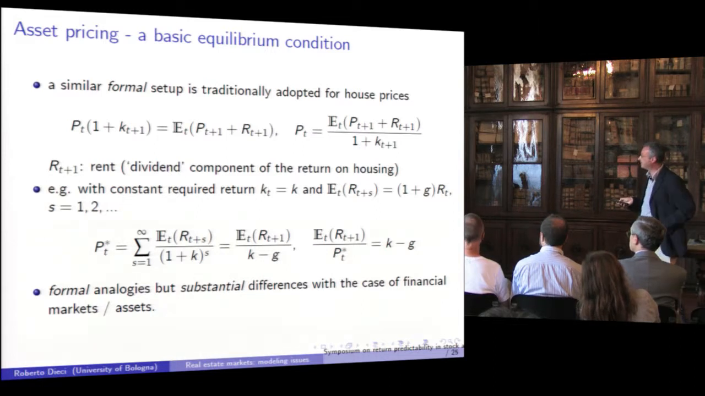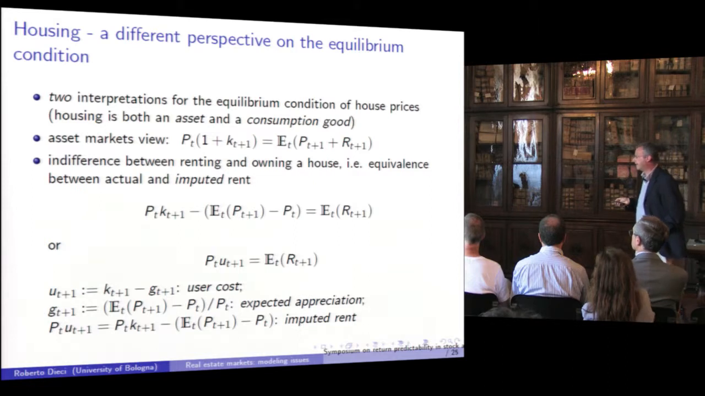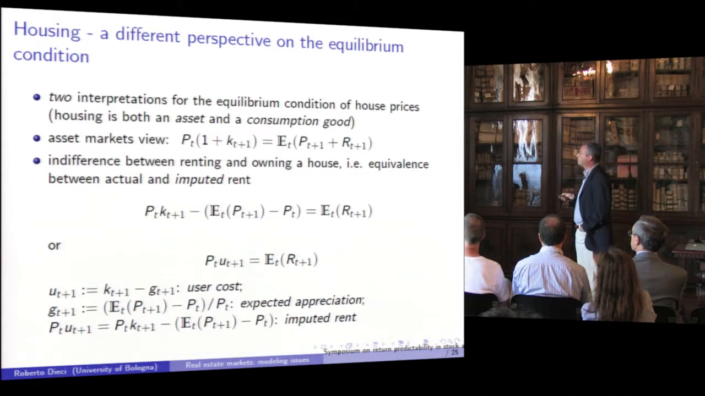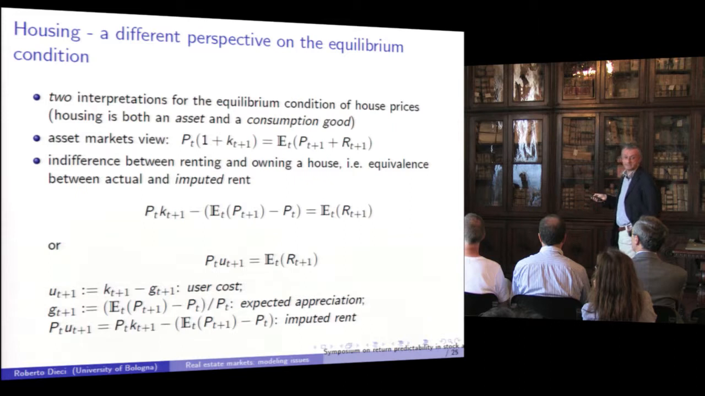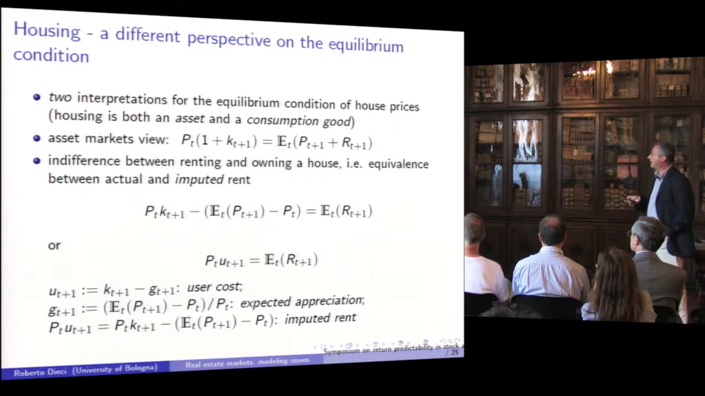Okay? So this is basically already what is called the user cost in housing market theory, in real estate theory. There are formal analogies, but substantial differences with the case of financial markets. I'll try to illustrate them. First of all, there are two interpretations for the equilibrium condition in the slide before, because housing is both an asset and a consumption good. So the equation before was the asset market view of housing markets. But of course, the same equation can be rewritten in this way.